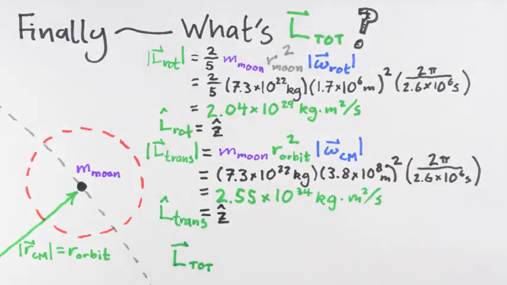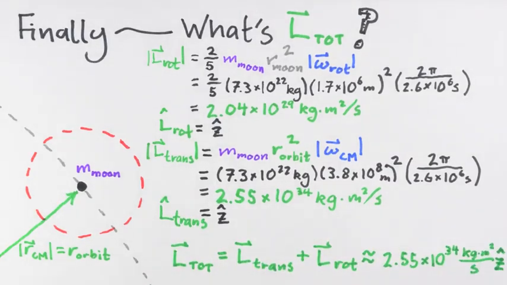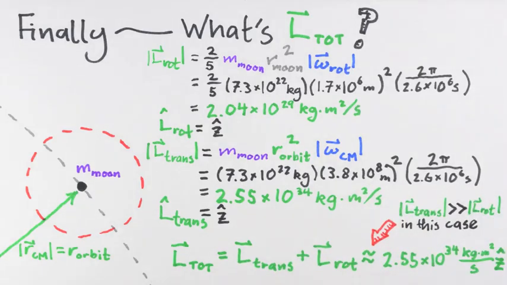The total angular momentum is just the sum of the translational and rotational angular momenta, since they both point in the same direction, and only along the z-axis. We can add the z components of these two together to get our final result.